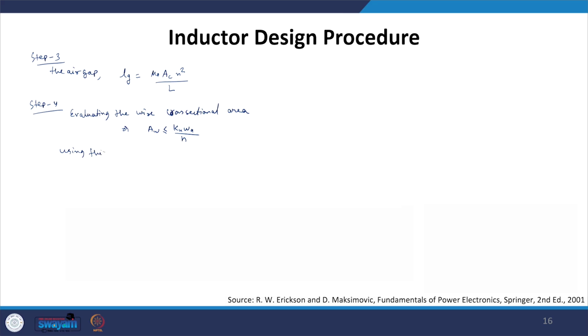this AW value we can select an appropriate wire having the required AWG or SWG values, or you can say the required wire gauges.